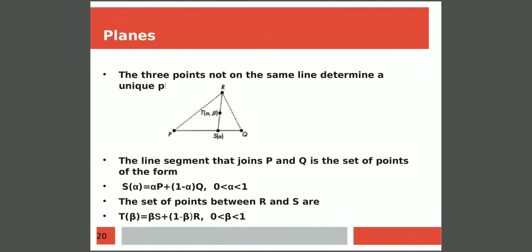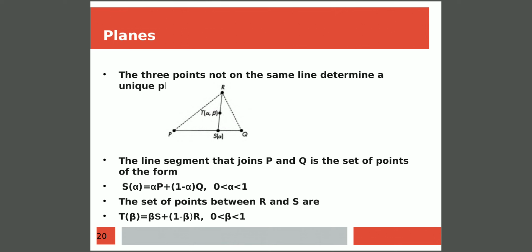The next topic we are going to consider is planes. Three points which are not on the same line determine a plane. Here we have considered such three points as P, Q and R. Because these three points are not on the same line, they define a plane.